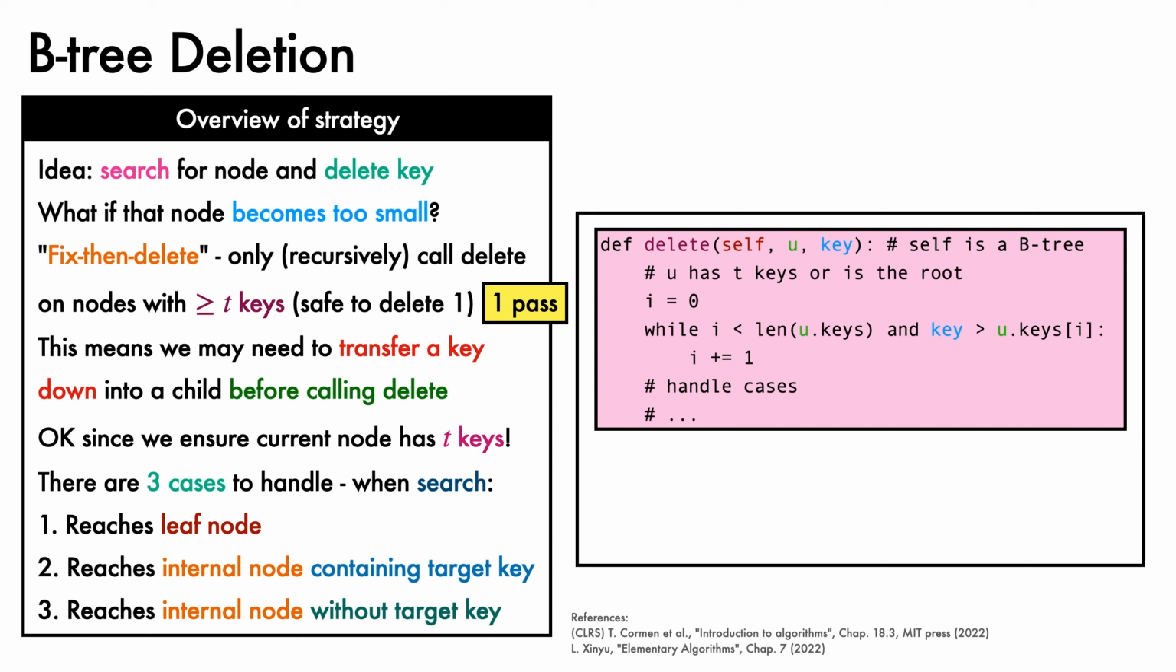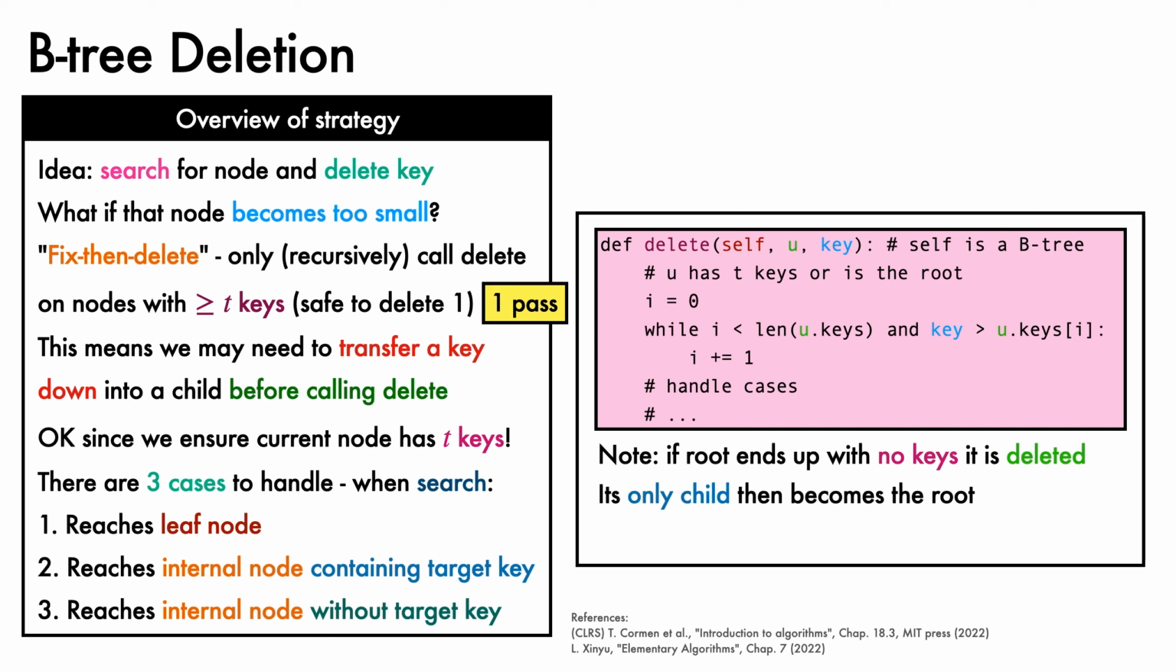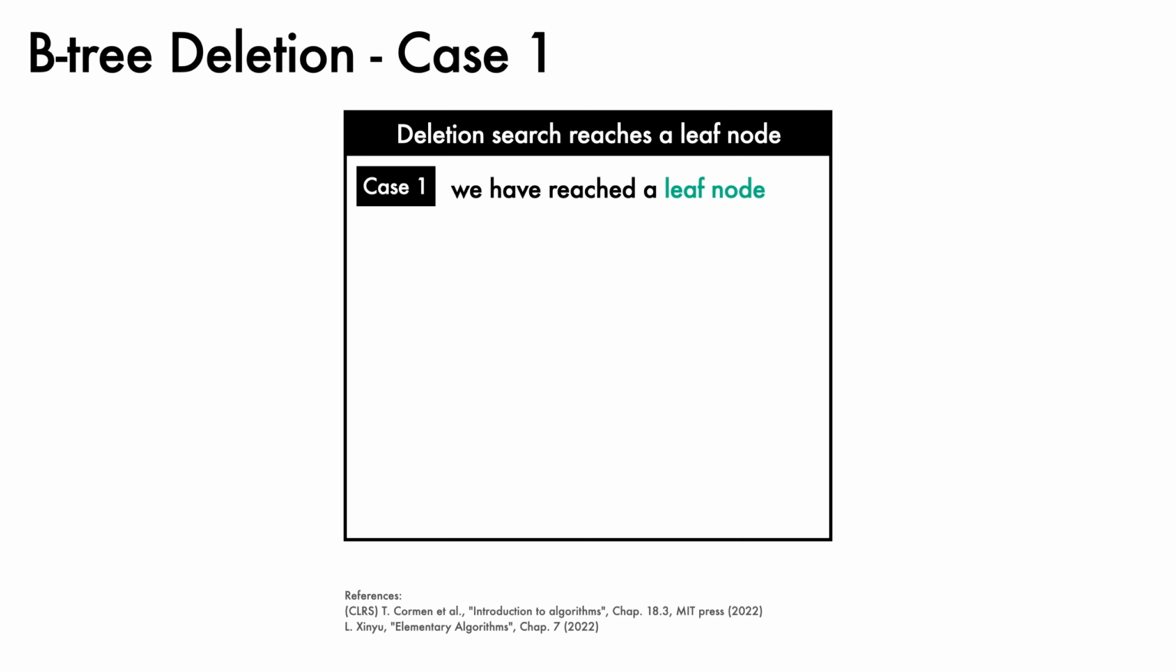Once we've computed this position, we are ready to handle the various cases that can arise. One extra point to note here: if, after handling the various cases, the root ends up with no keys, then it is deleted. Its only child then becomes the new root of the tree. When this happens, the height of the B-tree is decreased by 1.